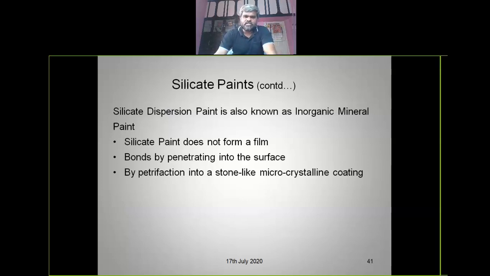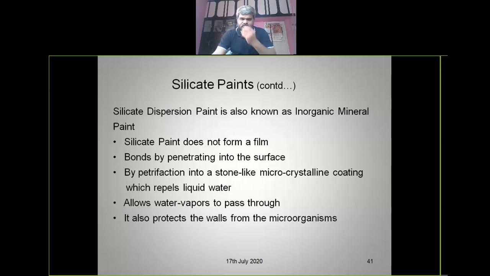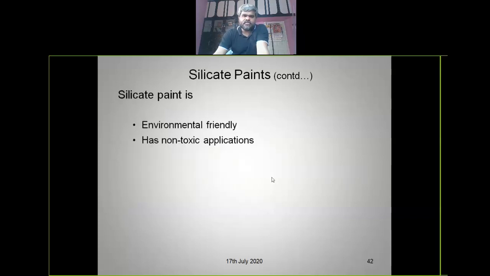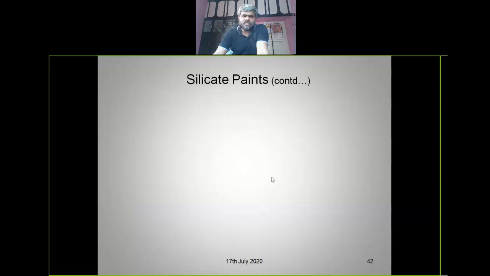Silicate dispersion paint is also known as inorganic mineral paint. It does not form a film, but bonds by penetrating into the surface by petrifaction into a stone-like microcrystalline coating, which repels liquid water, allows water vapors to pass through, and also protects the walls from microorganisms. These are about silicate paints.